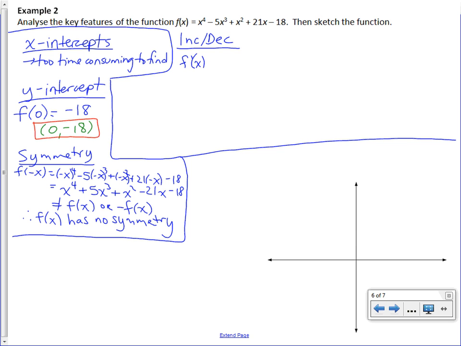F prime at x is derivative of x to the 4, 4x cubed. Derivative of negative 5x cubed, negative x squared. Plus derivative of x squared. And derivative of 21. Okay.